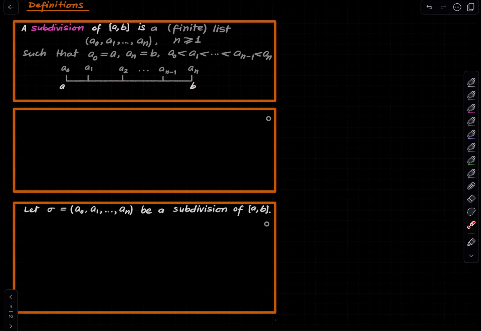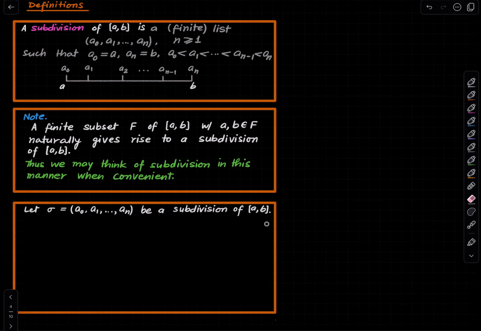Very simple definition. But note that even though we have defined it as an ordered list, any finite subset F of the closed interval with the property that the left and the right endpoints are in that finite subset will naturally give rise to a subdivision of the closed interval. So let's see an example to illustrate what I'm trying to say. Suppose we have the closed interval 0, 1.